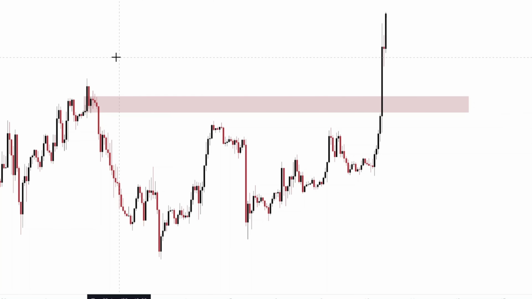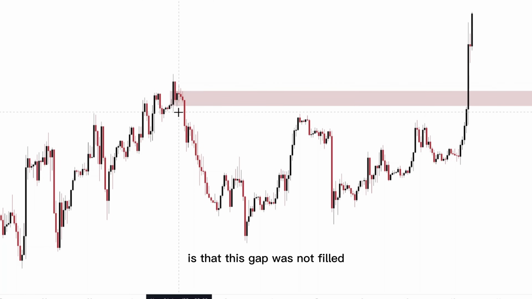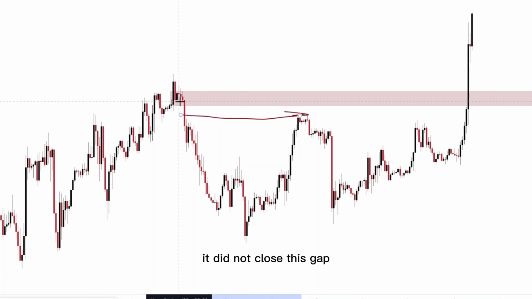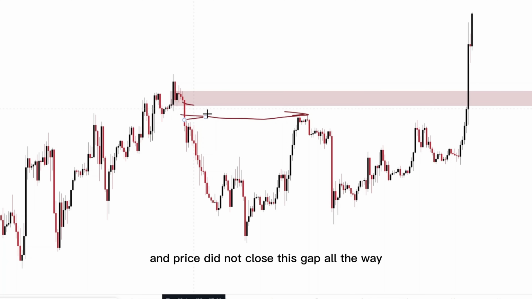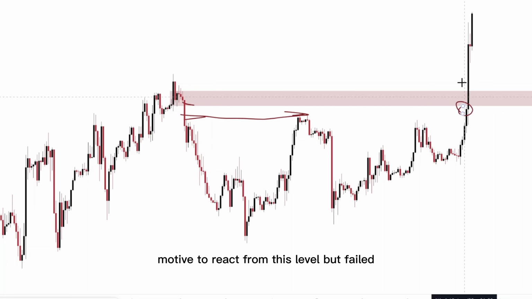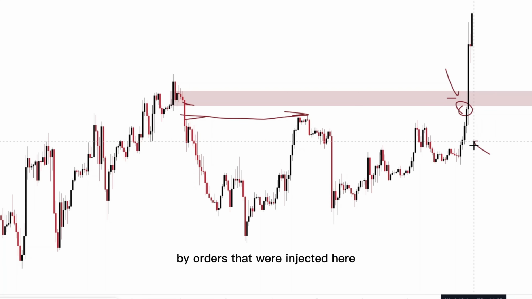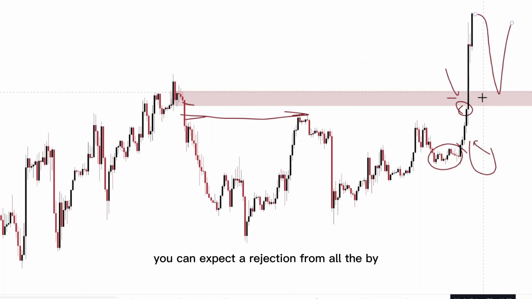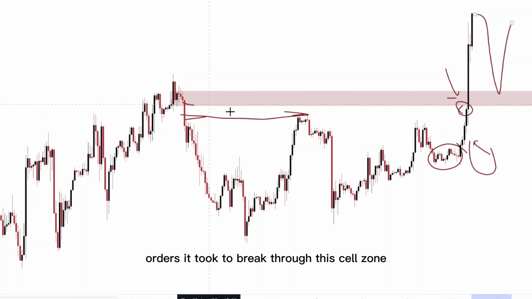Your second clue is that this gap was not filled. You see price here? It did not close this gap. The gap was from here to here. And price did not close this gap all the way. So that means that price did have motive to react from this level, but failed. And so what does that mean? That means that there were sell orders here, but they were overpowered by buy orders that were injected here. So that means there were more buys than sells. So as price was going through this area, sell orders were getting absorbed and more buy orders were getting injected. So when price does come back to this level, you can expect a rejection from all the buy orders it took to break through this sell zone.